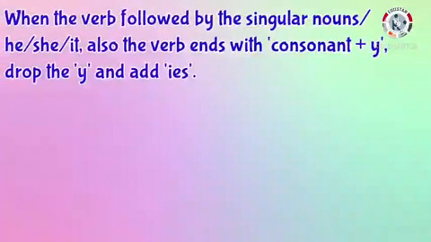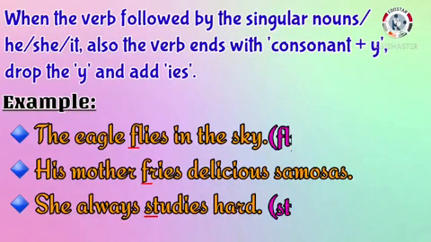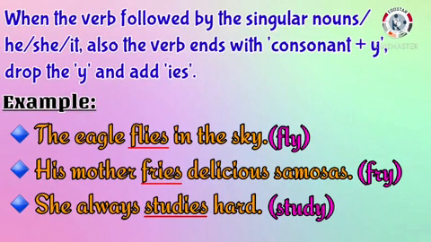Next, when the verb is followed by the singular nouns and he, she, it, and the verb ends with consonant plus Y, drop the Y and add IES. For example, the eagle flies in the sky. Here fly becomes flies. His mother fries delicious samosas. Here fry becomes fries. She always studies hard.